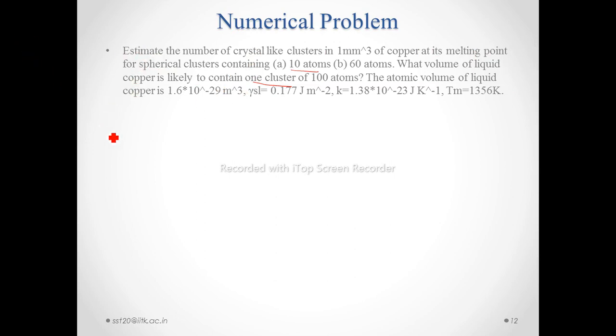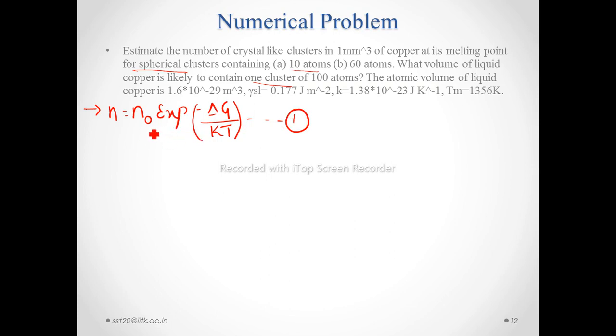with the solution. First of all, it's a spherical one. We need to consider a spherical cluster. For that, the number of clusters can be given by the equation n equal to n naught exponential of minus delta G divided by kT. Correct? So this is the basic equation 1.